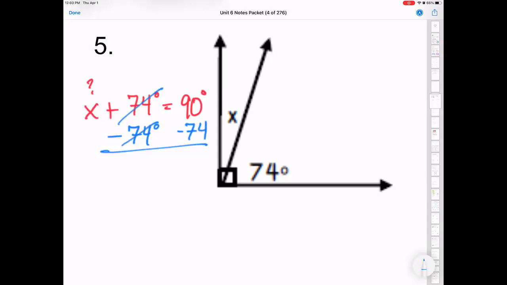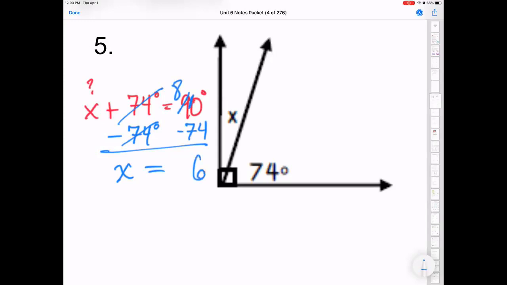Here they cancel. Positive 74 cancels with negative 74. X is all alone equals. Now we're subtracting those two values. So 90 minus 74. Imagine here you're borrowing from the 9 to get a 10 there.